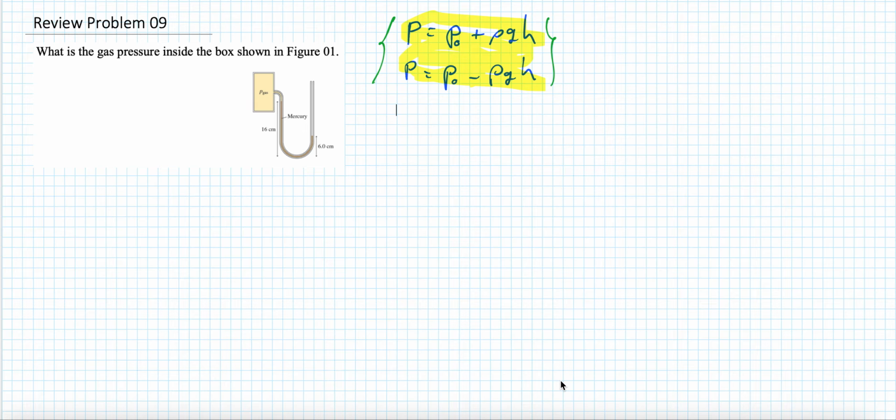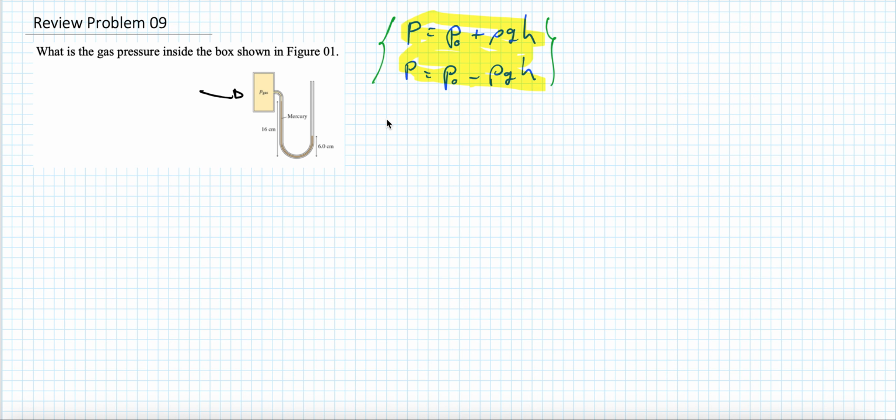This problem is about fluids. As you can see, we have a device that's going to measure a pressure inside a box. The question is, what is the gas pressure inside this box? And as you notice, we have a tube, a pipe, and we have mercury inside. So first of all, we need to remember two important things.